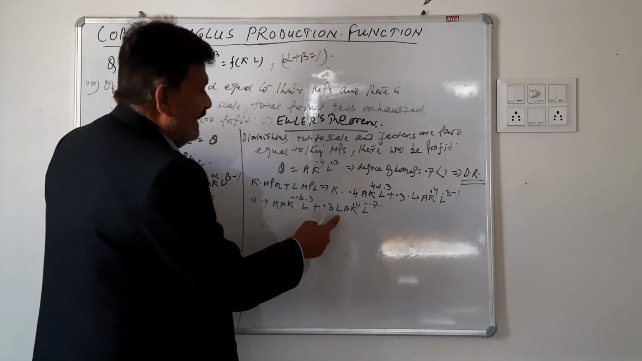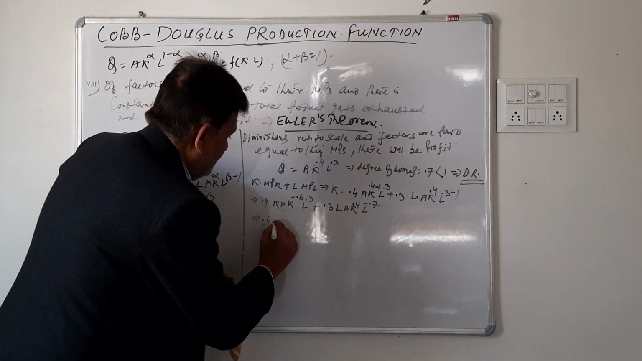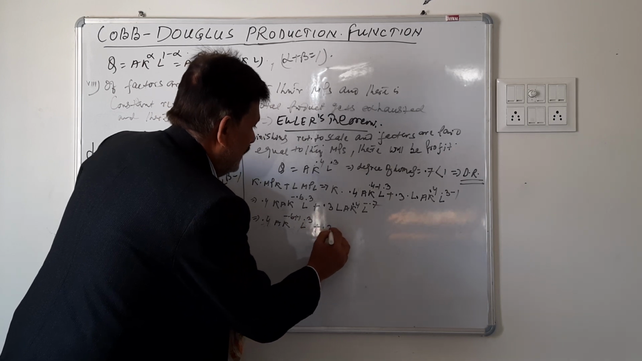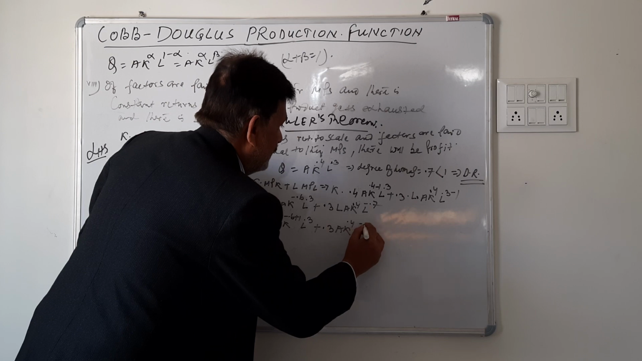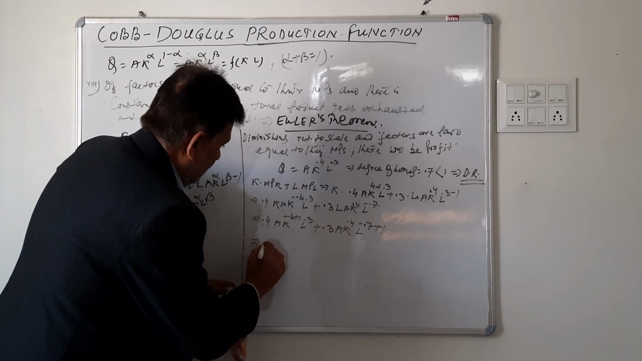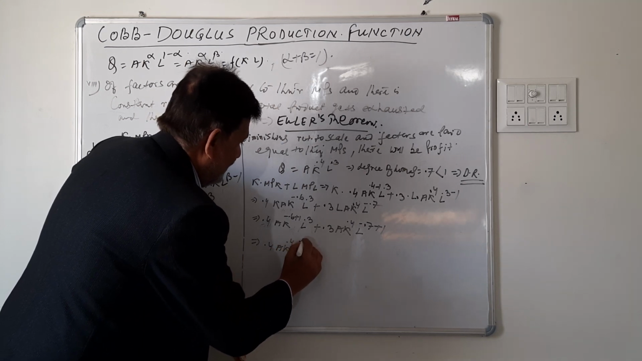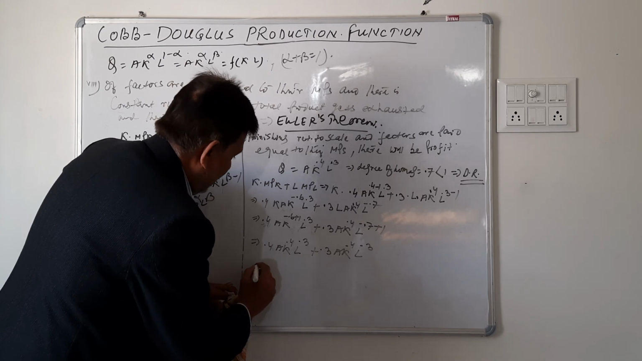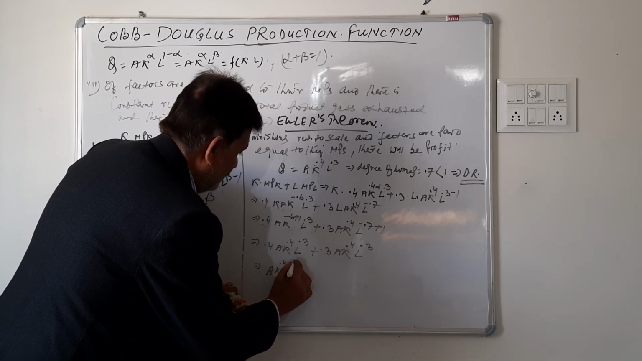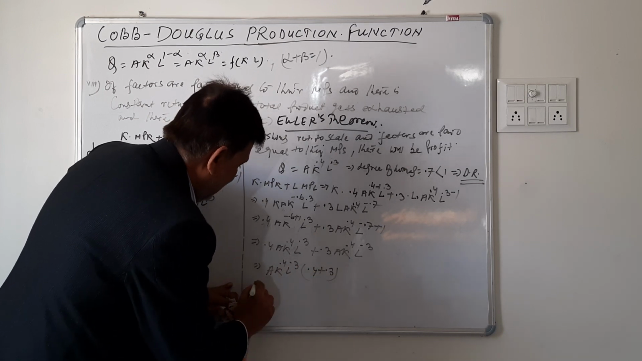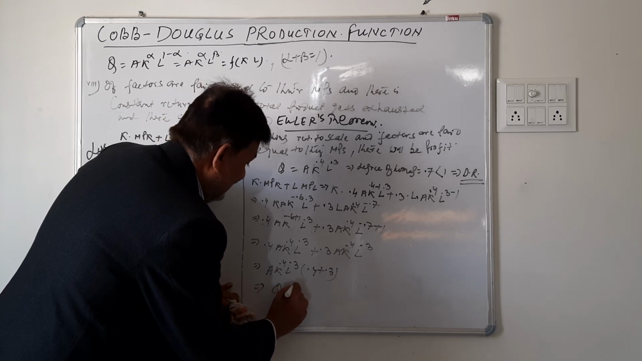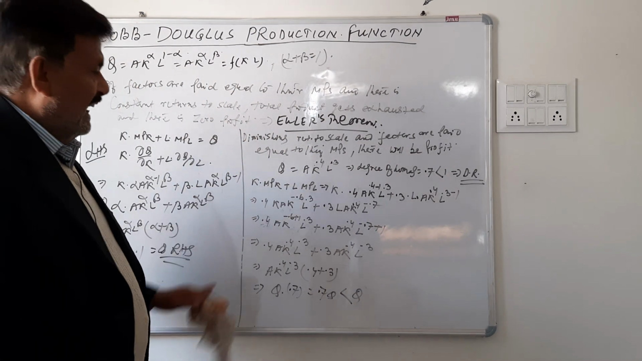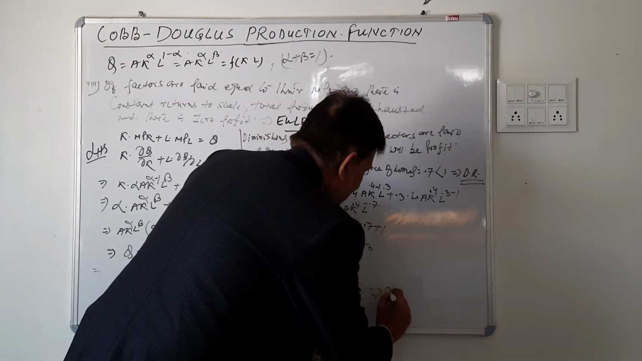Now this K should be absorbed here and L should go there. So what happens? 0.4 A K to the power minus 0.6 plus 1 L to the power 0.3 plus 0.3 A K to the power 0.4 and L to the power minus 0.7 plus 1. So this is 0.4 A K to the power 0.4 L to the power 0.3, plus 0.3 A K to the power 0.4 L to the power 0.3. This term could be taken outside. So A K to the power 0.4 L to the power 0.3, into 0.4 plus 0.3. This is Q and this is 0.7. So 0.7Q is absolutely less than Q. And this takes the producer to a state of profit.